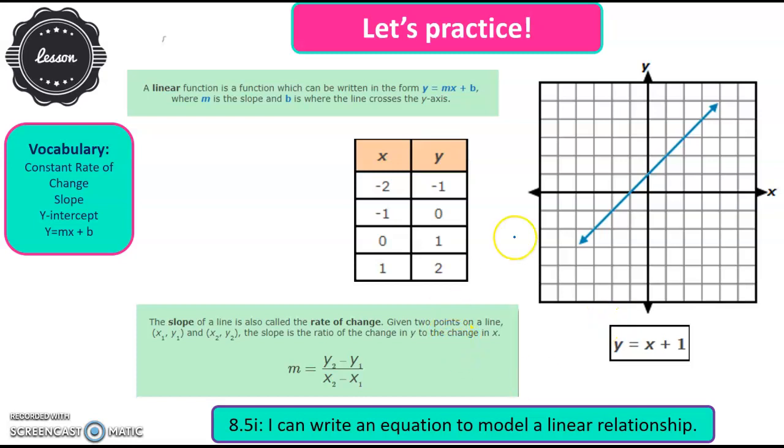All right, we are going to review slope, linear functions, and linear relationships. A linear function is a function that can be written in the form of y equals mx plus b, where m is your slope and b is where the line crosses the y-axis. And remember, the y-axis is up and down.